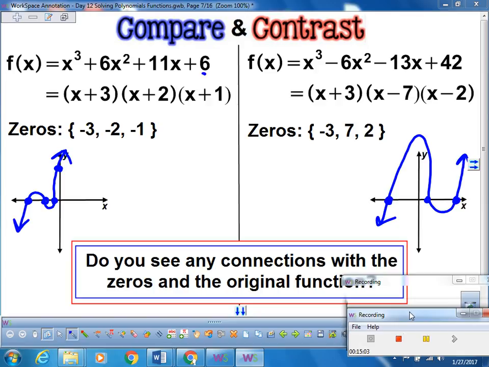Okay. Speaking of connections, do you see any connections with the zeros and the original function? So look at the zeros and look at the original function. We're going to go even 20 seconds of just thought. Okay? Look at the zeros and look at the original function. There is a connection there. You can pull something out of it. So just think about it. Just think.